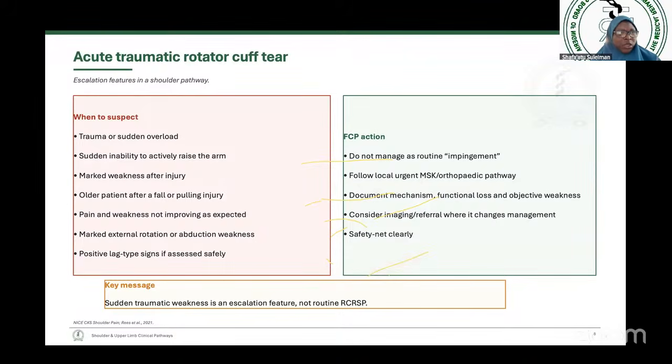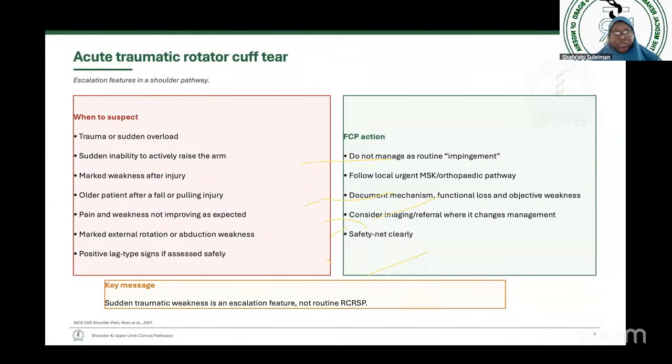So you've been seeing a patient and you started off maybe thinking it's a tendinopathy, and then with your management over a period of 4 to 6 weeks there is no improvement, then you start to suspect more of a tear than a tendinopathy. So definitely that will change your management plan. When there is marked external rotation or abduction weakness, that's another sign. And when there is also a positive lag sign, if assessed safely. So that's something to assess at the initial stage anyway.